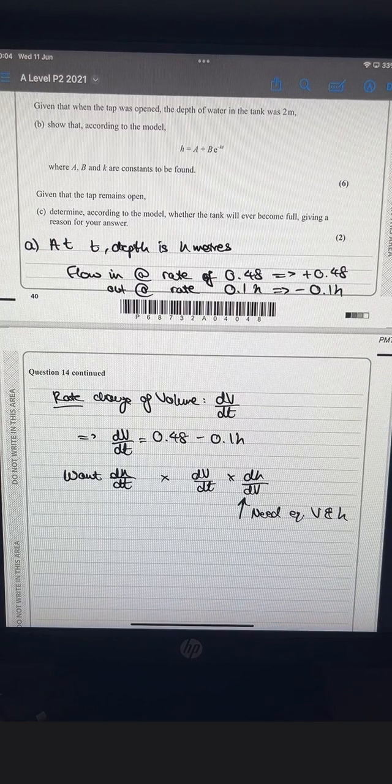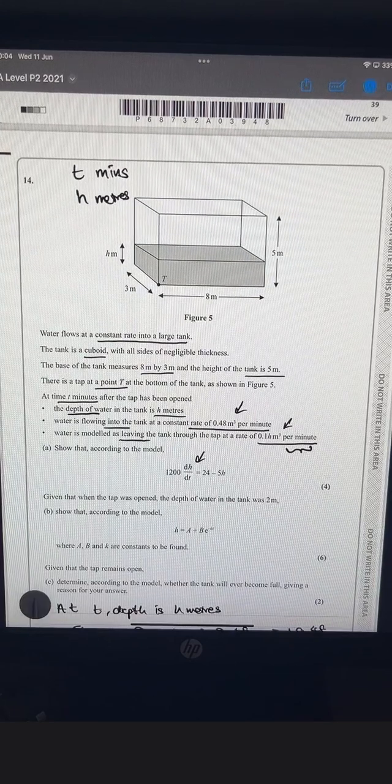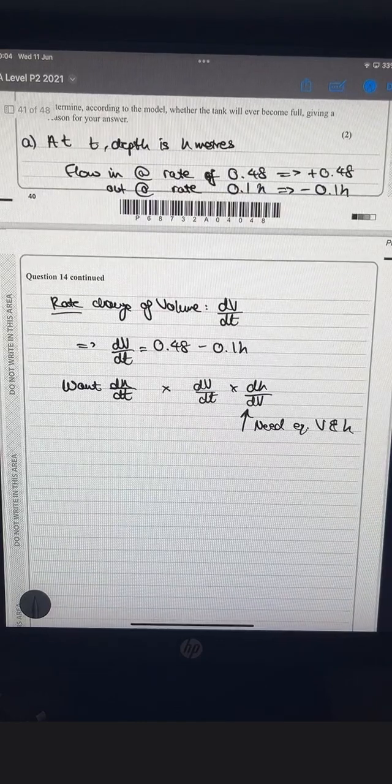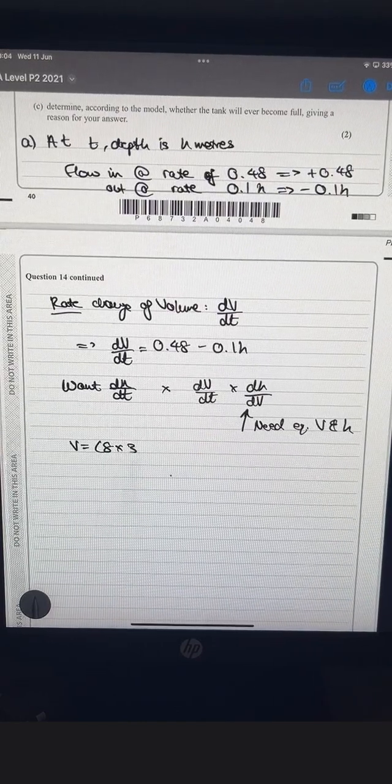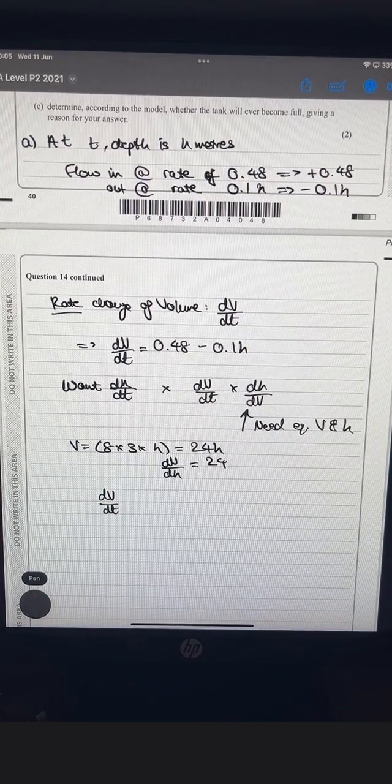Well, I can easily do that, because the volume of water would be equal to the base, which is 3 times 8, and the height of water at that time. So V is equal to 8 times 3 times H, which is equal to 24H. That just means that dV by dH, differentiating that, is just 24. All right, now I don't want dV by dt, I want dH by dt. I have dV by dt over there.